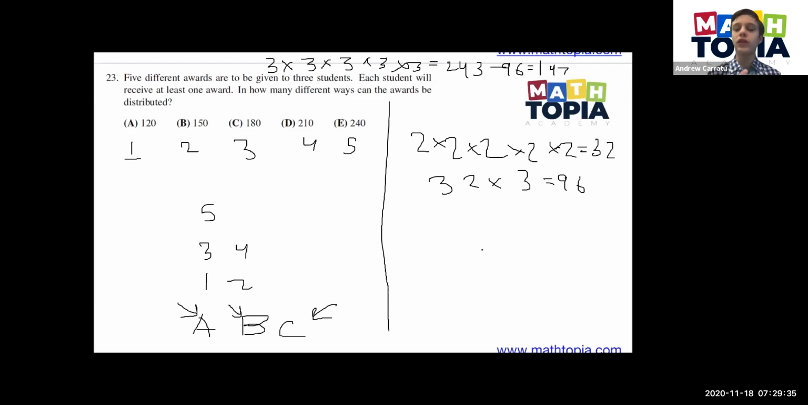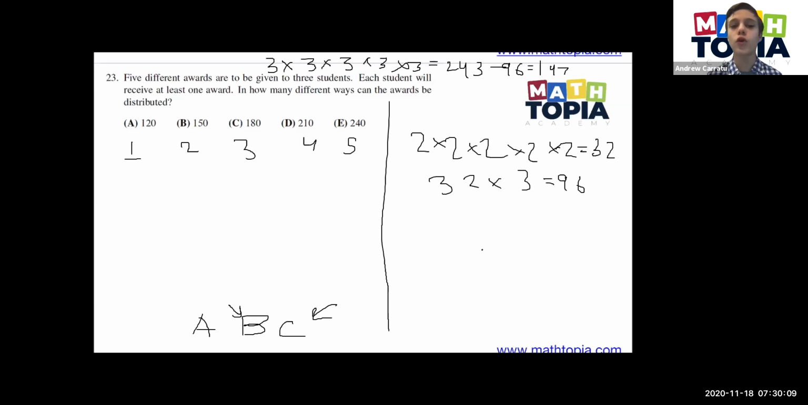Now, it seems like we're done here, but we're actually not, because we have still not finished counting, since now we've double counted something on the negative side. So notice we just assumed that we have all the cases where everyone gets an award, all three of them. And then we subtracted off the cases where only two of them got the awards, but we never considered if one person gets every single award. So like, let's say person A gets every single award. We haven't considered this, so we've actually double counted it.